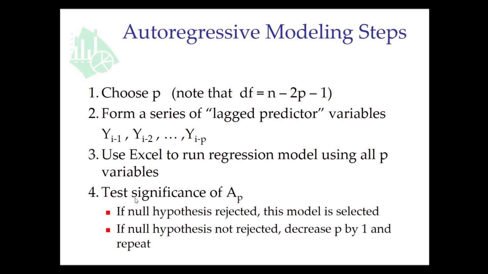Then we test significance of ap. If null hypothesis rejected, then this model is selected. Otherwise, we decrease p by 1 and repeat.